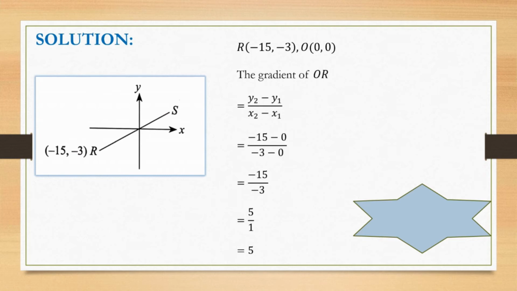Therefore, we are able to find the gradient of OR. Using the gradient formula, we substitute the coordinates of R and O into this formula and do some calculation. So we know that the gradient of OR is equal to 5. Since the gradient of OR is equal to the gradient of RS, the gradient of RS is also equal to 5. Thus, the answer is D.